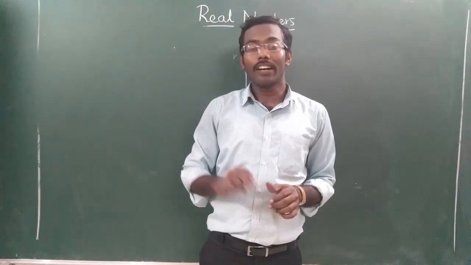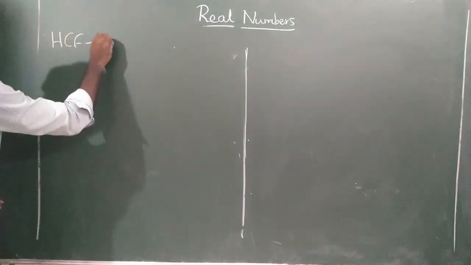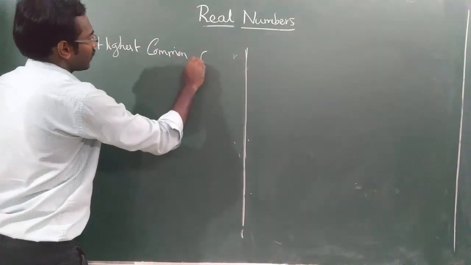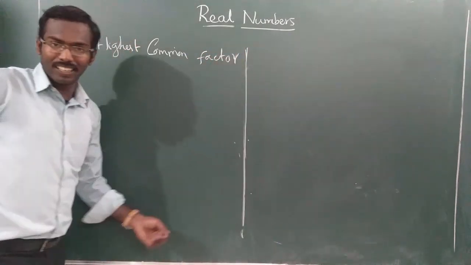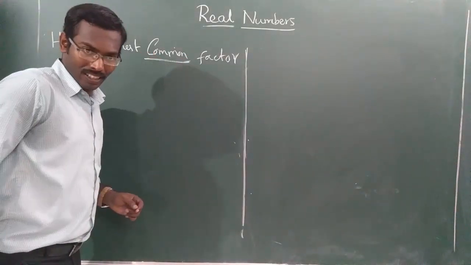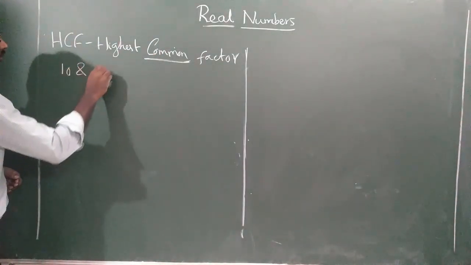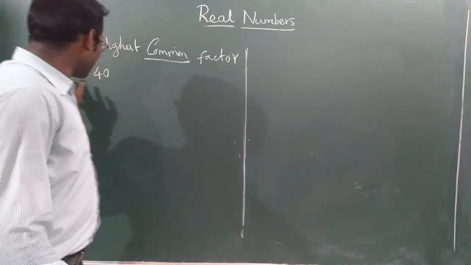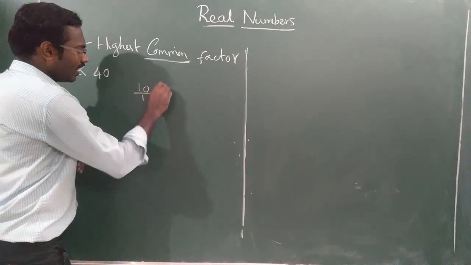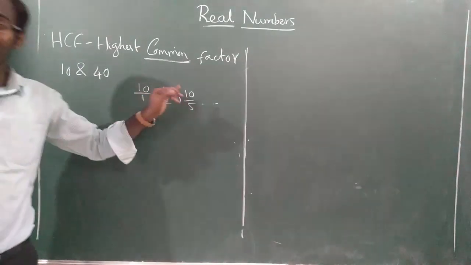Okay, children, listen. Now we are going to see about HCF. HCF is the highest common factor. Why is it named highest common? Note this word, common factor. For example, consider two numbers, 10 and 40. Both numbers have factors. Factor means the numbers which divide it. For example, 10 is divisible by 1, 2, 5, etc. So these numbers are called factors.